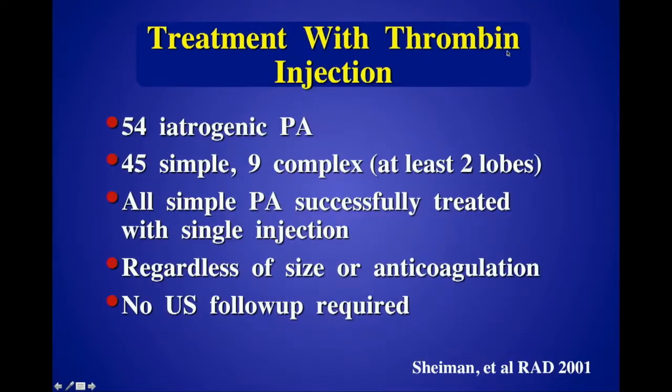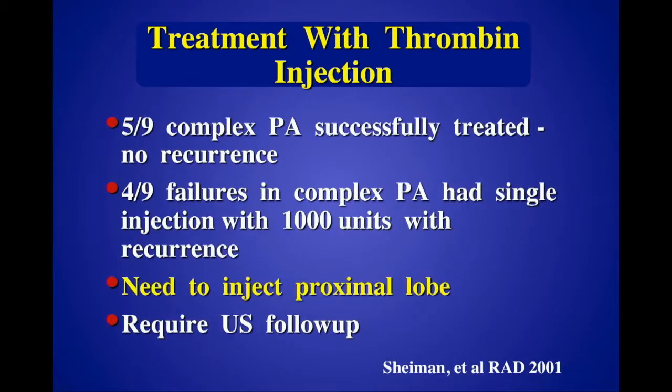There was a series that came out of Boston where they looked at 54 pseudoaneurysms that they treated with thrombin and found that for all the simple unilocular pseudoaneurysms, of which there were 45, they were all successfully treated with a single injection with no complications, and felt there was no need for ultrasound follow-up.